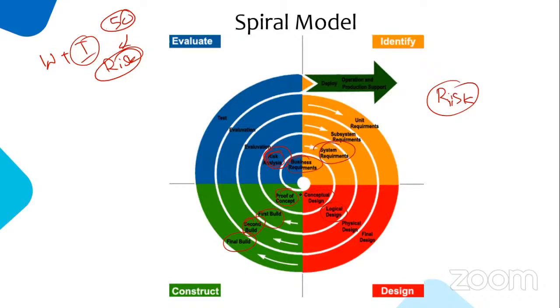So like that, they will do a little bit of POC, proof of concept, means a sample application. They keep adding to it, they keep checking all the risks. So they will identify four levels: design, construct, evaluate. In that, they're going to add little by little: logical design, physical design, final design. It's not that directly I'm going to give the final product. So this is called the spiral model.